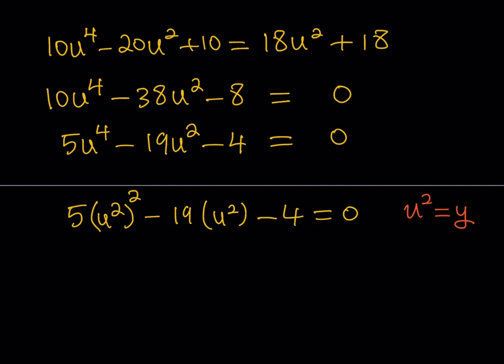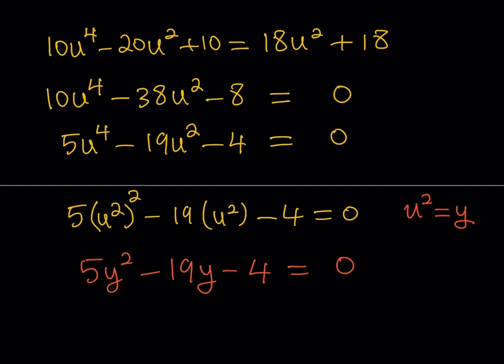Remember, I didn't use x because x means something else in this equation; we're going to go back and do it later. But for right now, let's just call u squared y. So this gives us 5y squared minus 19y minus 4 equals 0, which is a quadratic equation. That's the reason why we like the symmetry, because it gives us a nicer equation. A very much reduced quartic, which is very easy to solve because you can turn it into a quadratic. Okay? All right, cool. So what are we going to do with this equation?